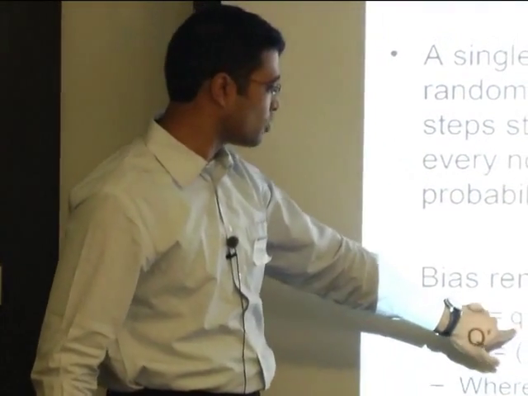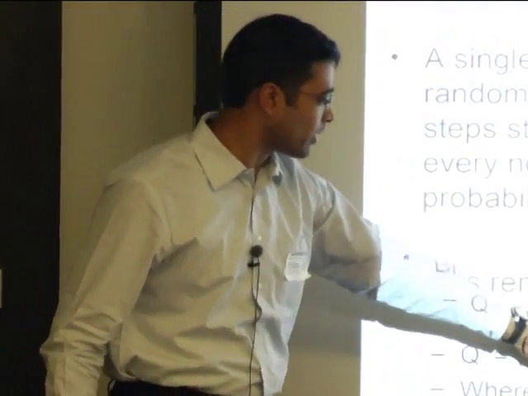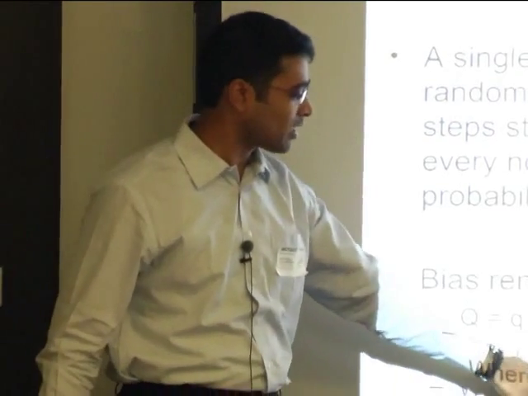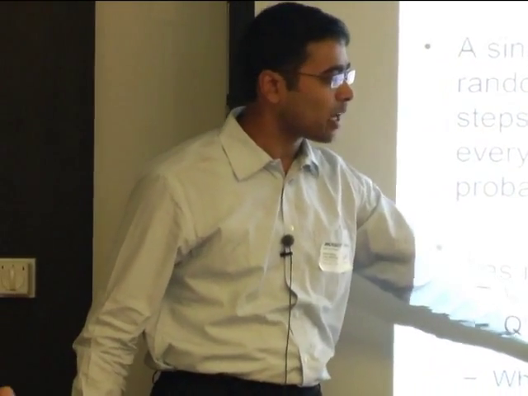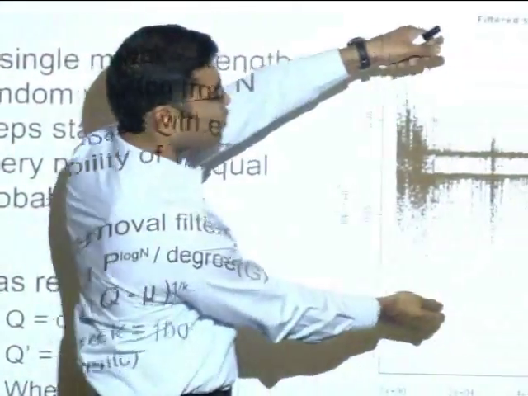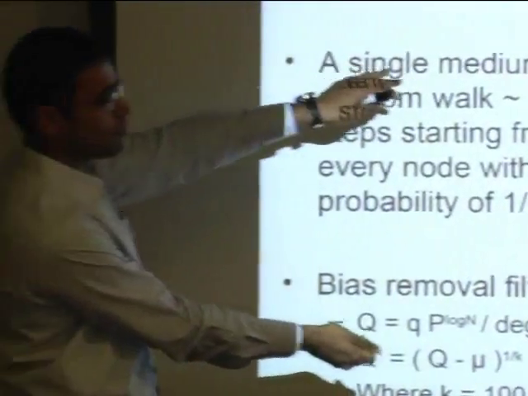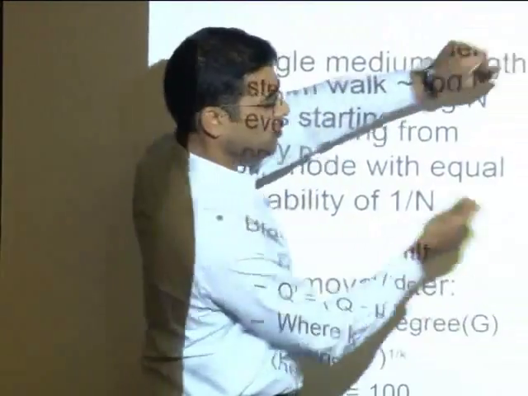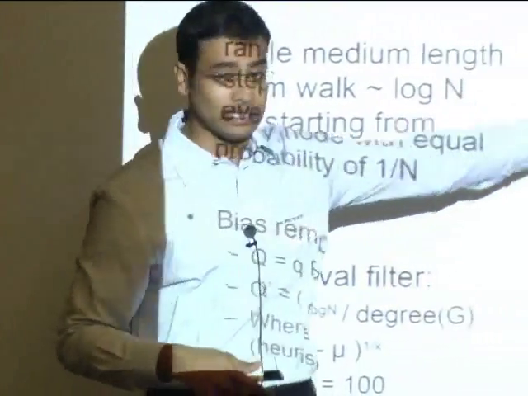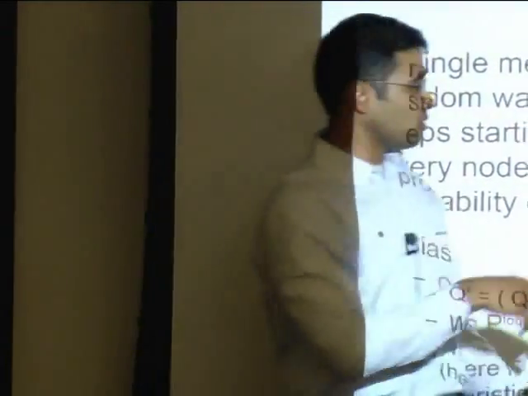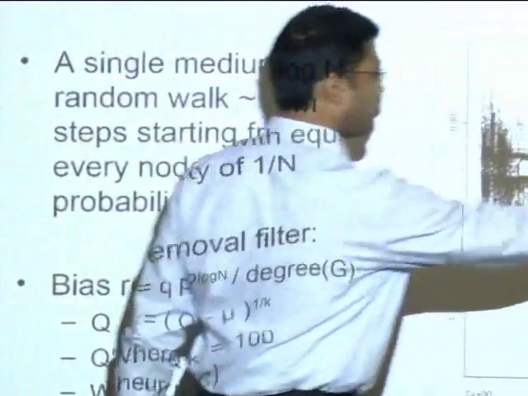So what we're doing is Q P, this is your random walk, divided by the degree. Then I'm subtracting the mean and raising it to the power of 1 over k. What this does is subtract the mean and then zoom out the probability mass, P of t, from the mean. And then you get a picture like this. All these nodes are essentially the bot nodes, these ones.